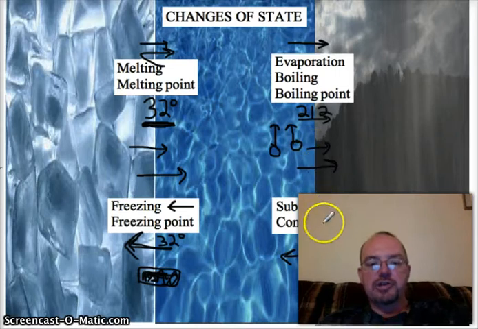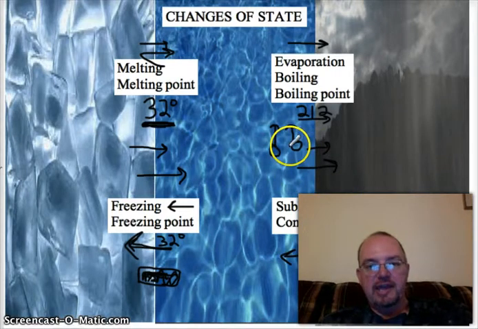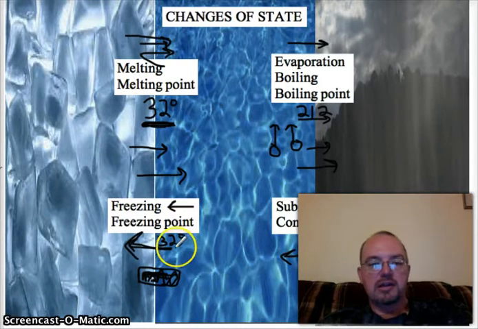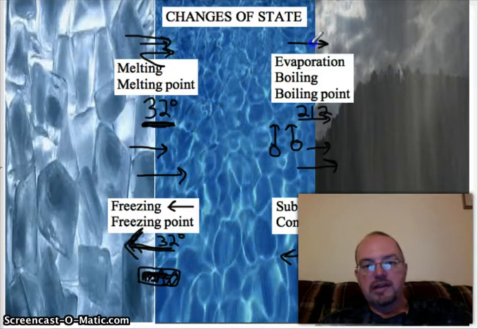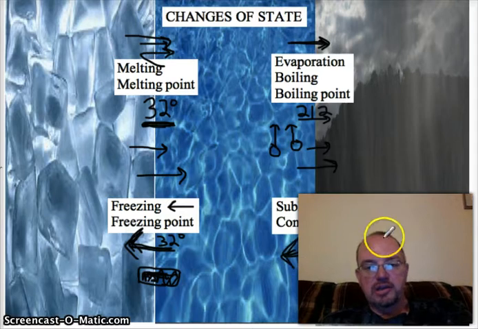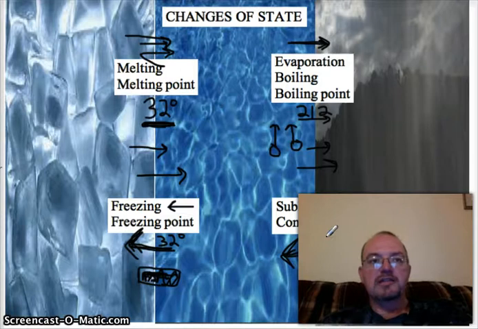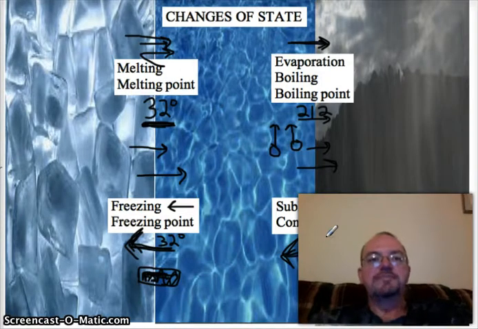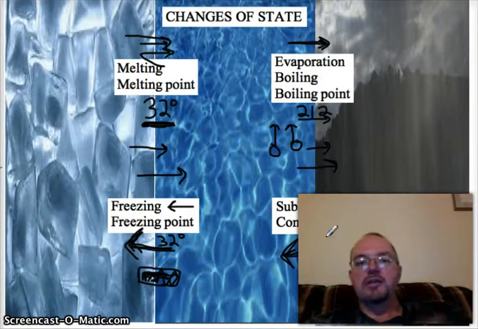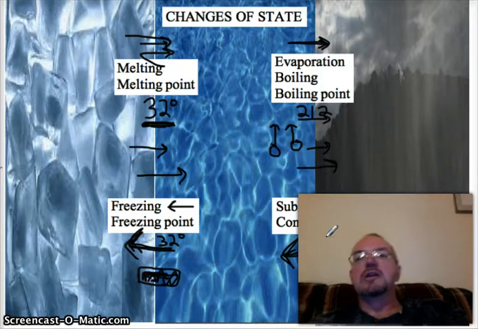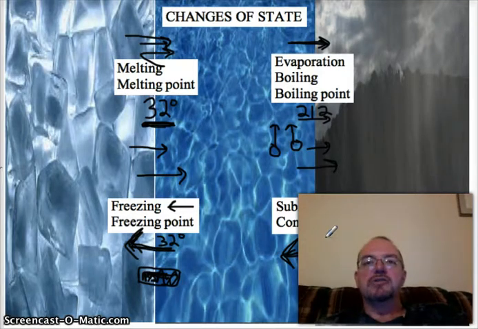Now, let's see. We've had solid going to liquid. We've had liquid going to solid. That's melting and freezing. We've had liquid going to gas. What about gas going to liquid? Gas going to liquid is the process called condensation. When you have a gas going to liquid, that is condensation. We'll talk a little bit more about condensation here in just a little bit.